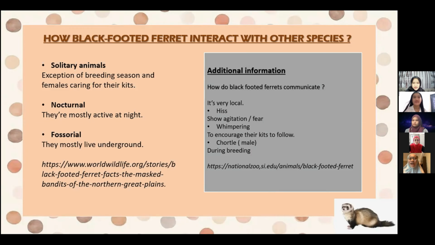Okay, so now we are moving to how the black-footed ferret interacts with other species. Basically, the black-footed ferret is a solitary animal, and it doesn't interact with other species because it lives underground. The only exceptions are during the breeding season and when the females are caring for their kits. Then they will interact. The black-footed ferret is a nocturnal animal. They are mostly active at night but sleep in the day. It is also fossorial. They mostly live underground and dig the ground.